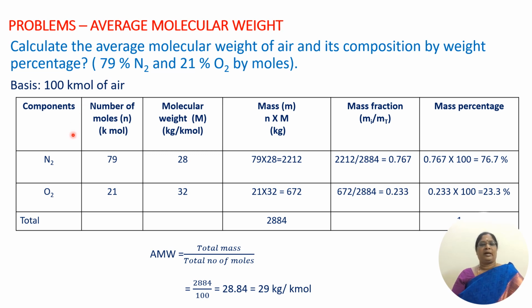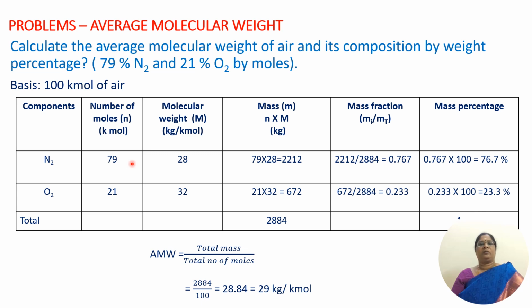So similarly, as in the previous problem, let us make a table and list out the components. The two components given in the problem are nitrogen and oxygen. The mole percentage they have given can be directly taken as the number of moles. So the number of moles of nitrogen is 79 and for oxygen it is 21. How are we converting? Taking 79% of nitrogen as 79 kilomoles: 79 divided by 100 into 100 will give you 79.